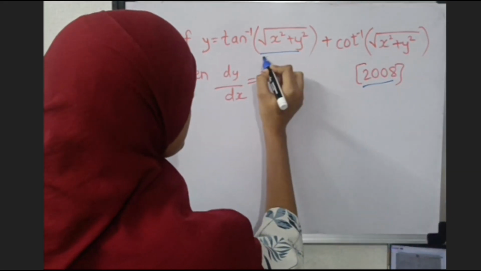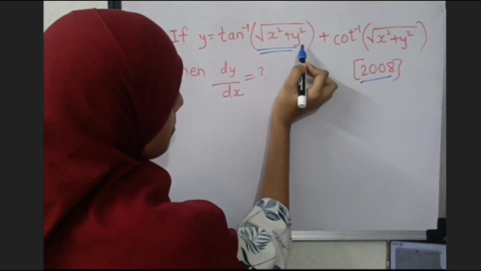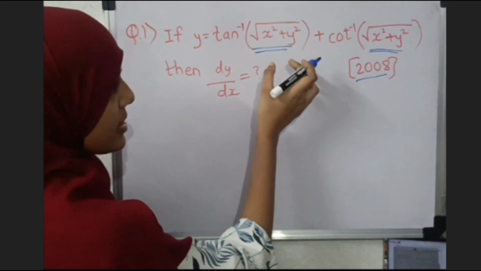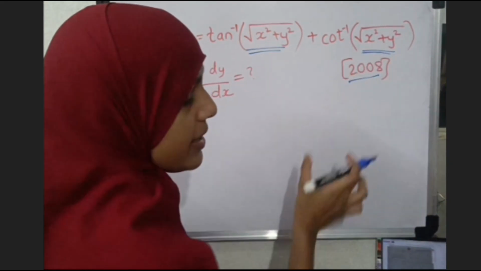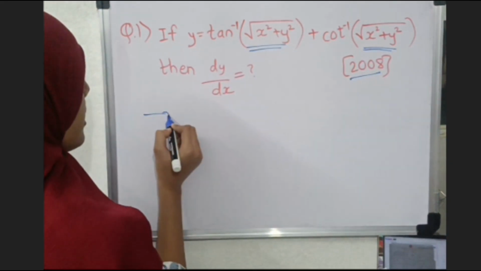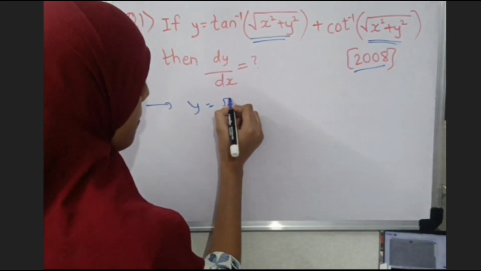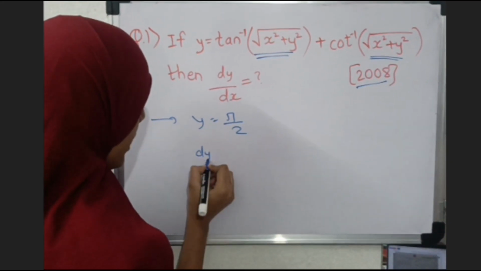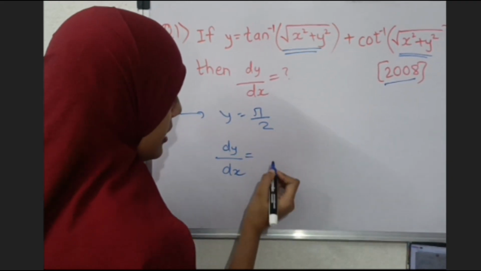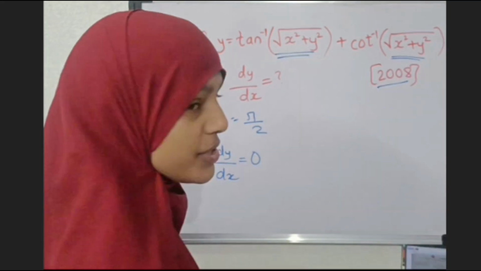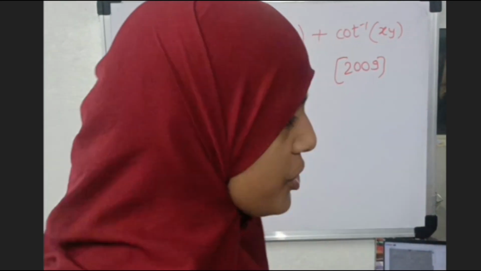So here, as you can see, the angle is x² + y². Here also the angle is the same, and it is tan⁻¹ of the angle plus cot⁻¹ of the angle. So we know the short trick that the answer of y, that is tan⁻¹ + cot⁻¹, will be π/2. Now we have to differentiate it, dy/dx. As you know, π/2 is a constant, so the answer will be 0. That's it.